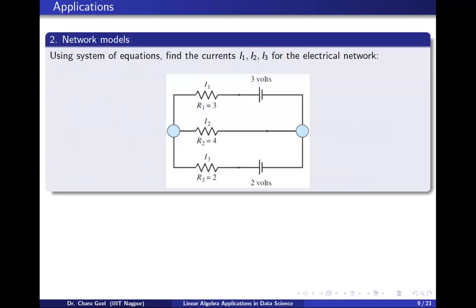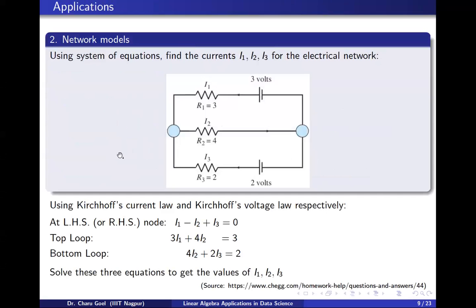Okay, now I come to a second example, which we will not talk too much in detail because we have already learned. So basically, if we have a network model, right, an electrical network, for instance, this one, and we have to use a system of equations to find the currents I1, I2, I3.